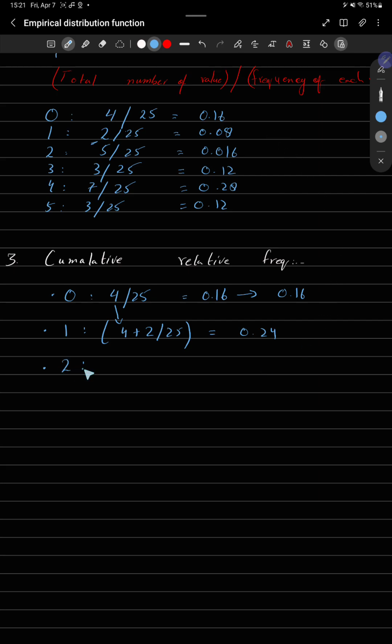Now if we go to 2, we take 4 plus 2, we take this value down there, and we also carry this 5 here, and then divide by 25.